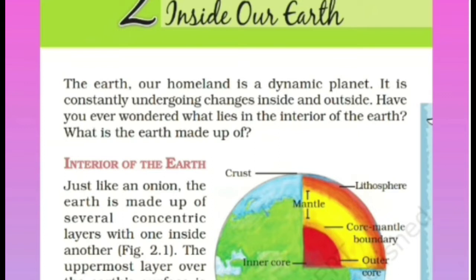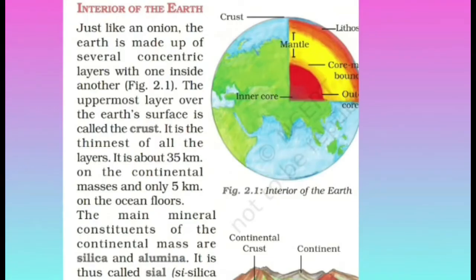Alright, now we will start the first topic of this chapter, interior of the earth. Just like an onion, the earth is made up of several concentric layers with one inside another. Just as you can see in an onion, there are different layers, and one layer is hidden beneath another layer. Our earth is also the same. There are many different layers of the earth, and all these layers are hidden one after another.